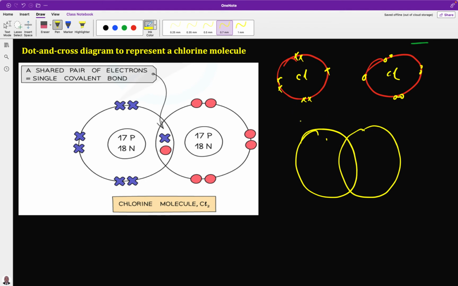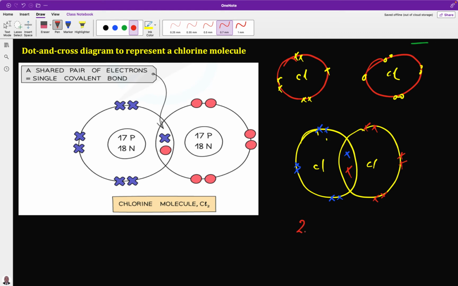One chlorine atom has 1, 2, 3, 4, 5, 6, and 7 electrons in its outer shell, and the other one also has 1, 2, 3, 4, 5, 6, and 7. Now each of them has 8 electrons in its outermost shell. They still have the same number of electrons.